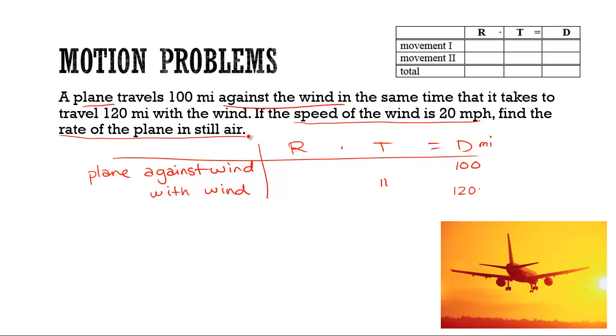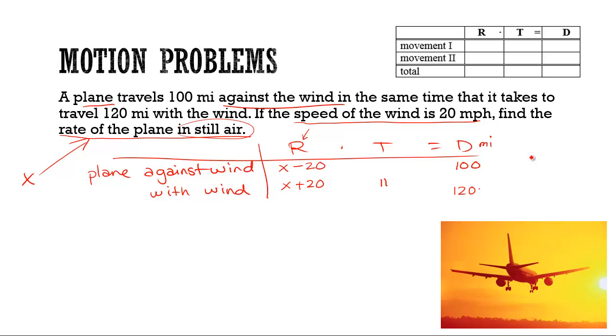Now remember, you take the plane in still air and you would either add or subtract the wind. Always start with the still air speed because that's the predominant speed. We're assuming your plane does not go in the air if it cannot beat the wind. So what do we have here? We've got the plane in still air is x. So we've got x against the wind, so it's slowing it down by 20 miles per hour. With the wind, it's speeding it up by 20 miles per hour.